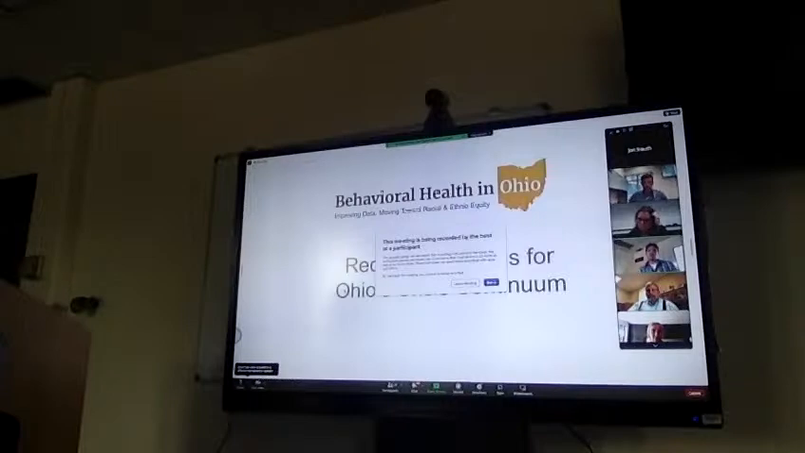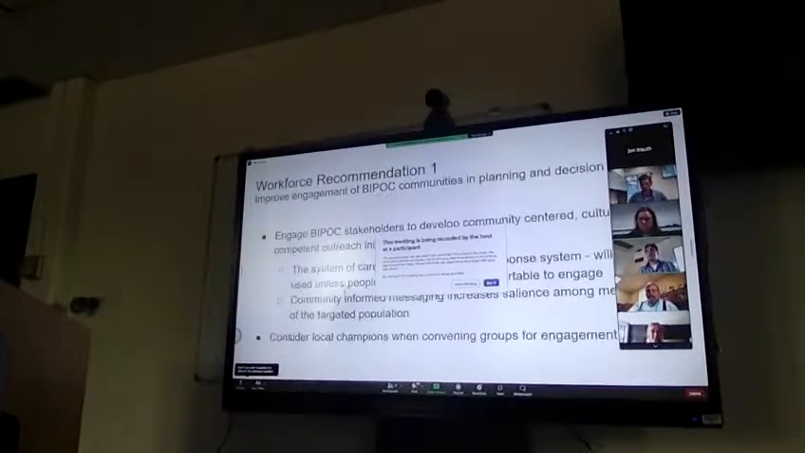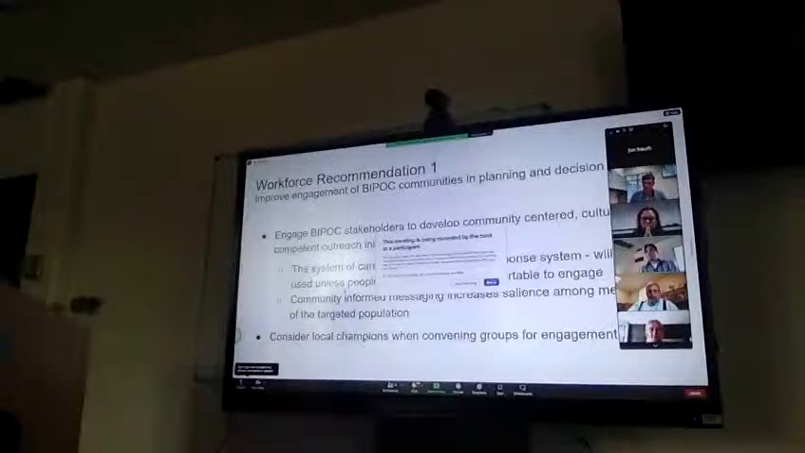So some of the recommendations for Ohio's crisis continuum, we had a few here. So on workforce recommendation 1, to improve engagement of BIPOC communities in planning and decision making. So to engage BIPOC stakeholders, develop community-centered, culturally competent outreach initiatives. And 2 of those is just with the system of care, with the crisis response system, just knowing that it won't be used if people don't feel welcome and comfortable to engage.